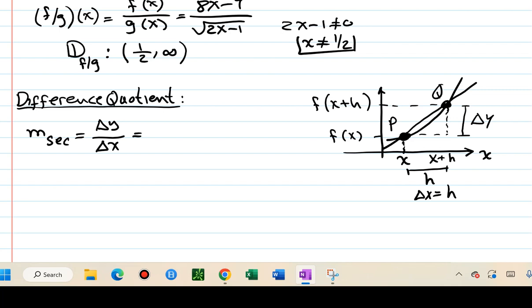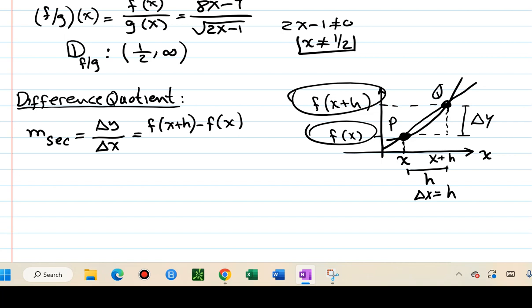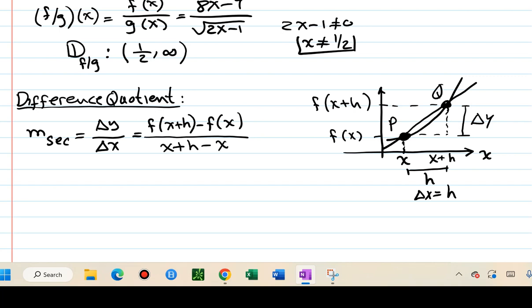Now, delta y, change in y, is the higher point and the lower point here. So it's going to be f at x plus h minus f of x. So we have difference of two functions. So we're in the right section to talk about this. Divided by x plus h minus x. That would be simply the distance from here to the next point. All right. And of course, x plus h minus x, that's going to give you the h. Therefore, the difference quotient is formally defined as this quotient.